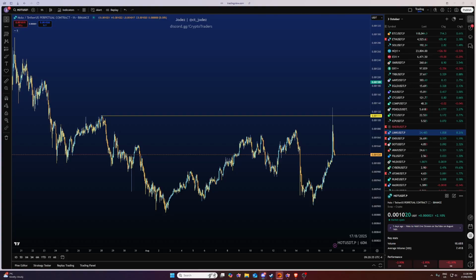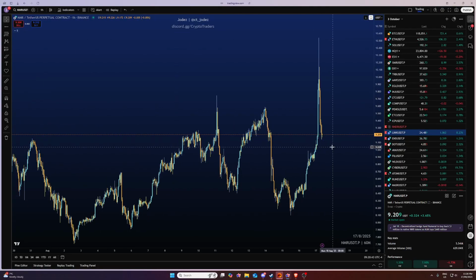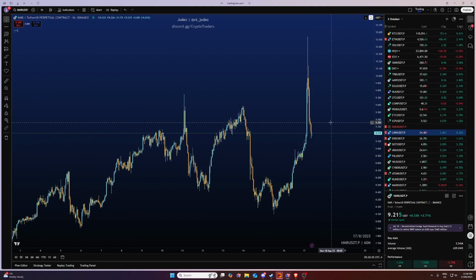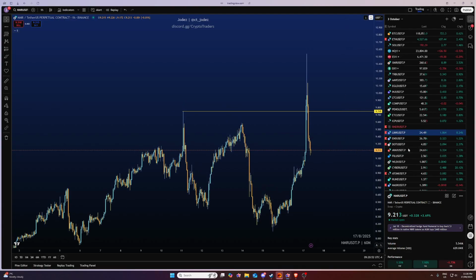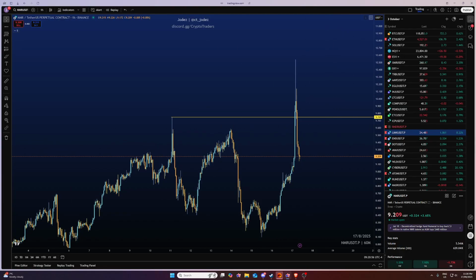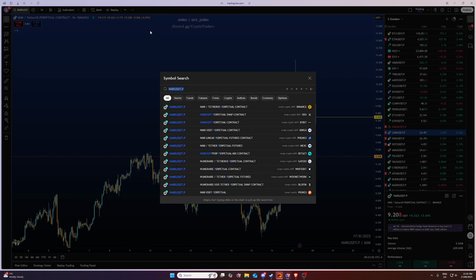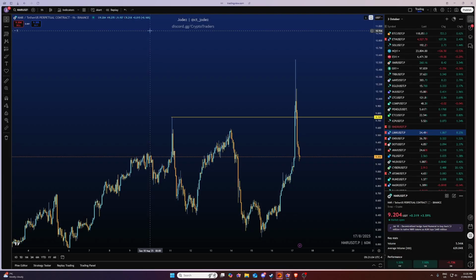Let's have a look at another example and compare the results. So we have NMR as well. It's pretty similar to what we just looked at with HOT, in terms of the price suddenly spiking up, sweeping out the buy side liquidity targets, and not being a sustained upside movement.